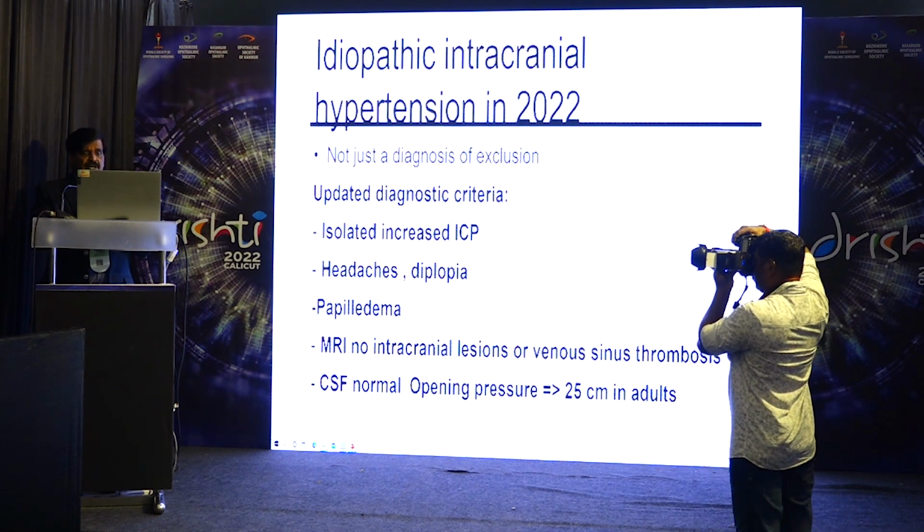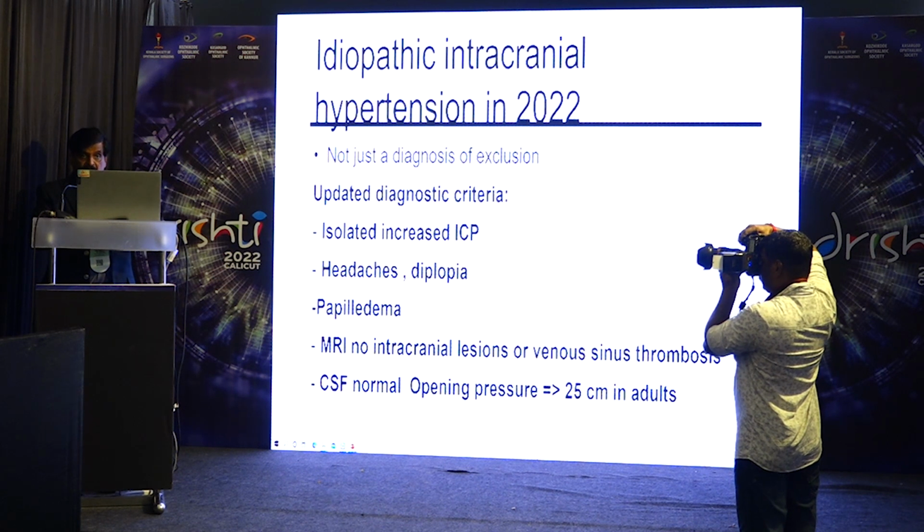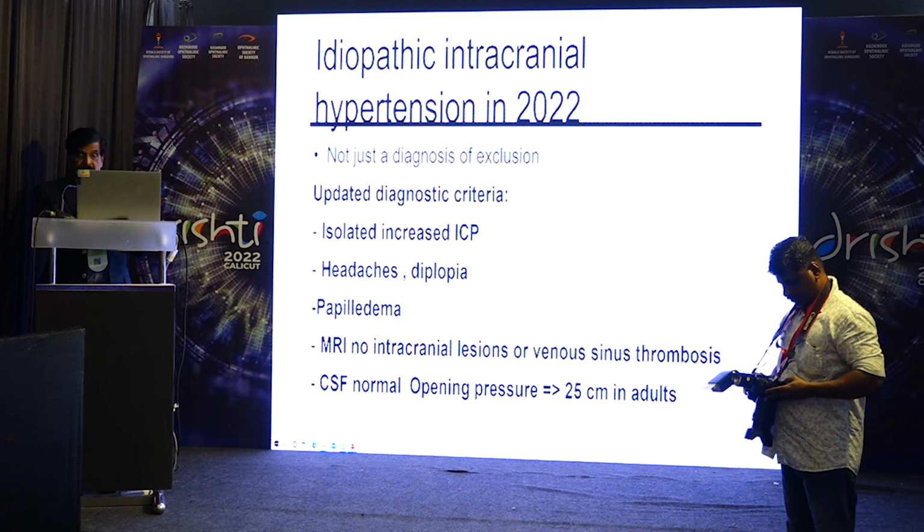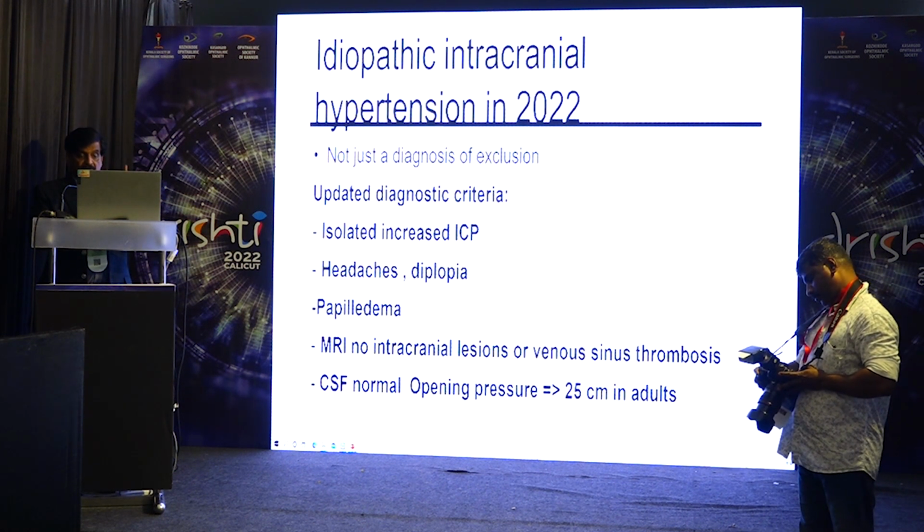And there is another condition called idiopathic intracranial hypertension. It used to be a diagnosis of exclusion, but not now. The recent criteria are that there should be an isolated increased ICP, headaches, diplopia due to the involvement of the sixth nerve, and papilledema.